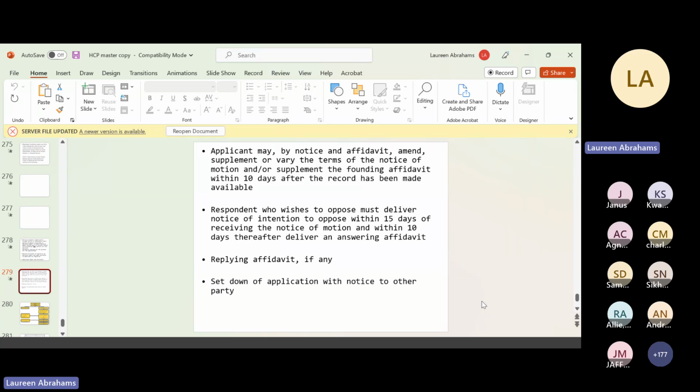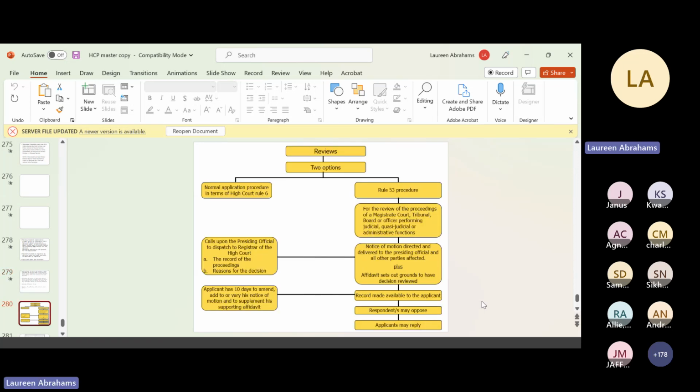They must just let the respondent know, and then only the respondent needs to answer those proceedings. The replying affidavit is then filed, and then it is set down as a normal opposed application and argued. So the only difference is the first notice of motion is addressed also to the decision maker to provide the record, and then the applicant gets another chance to change the grounds for his review, and then only the respondent replies.